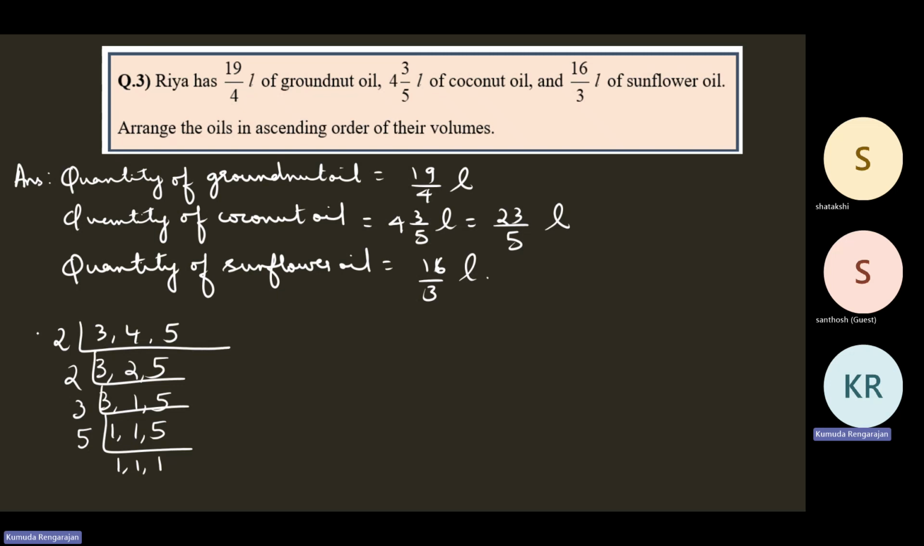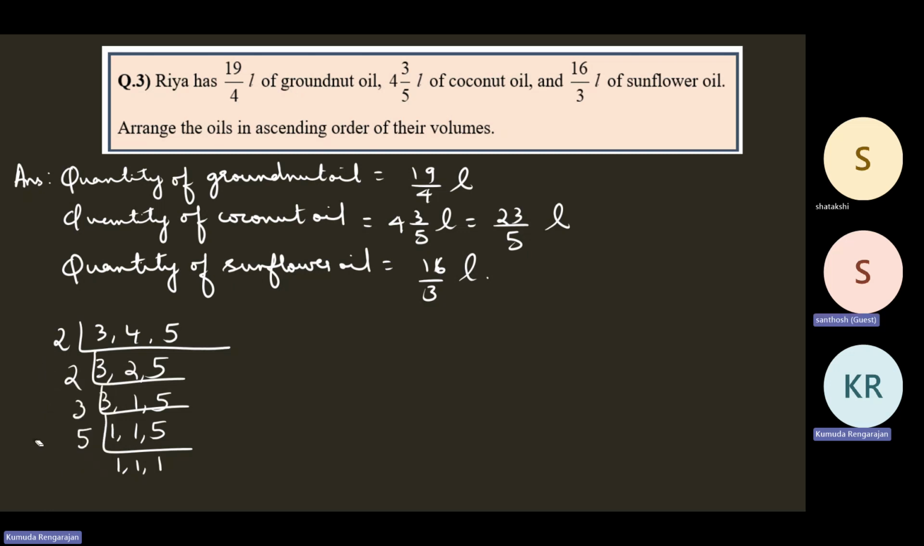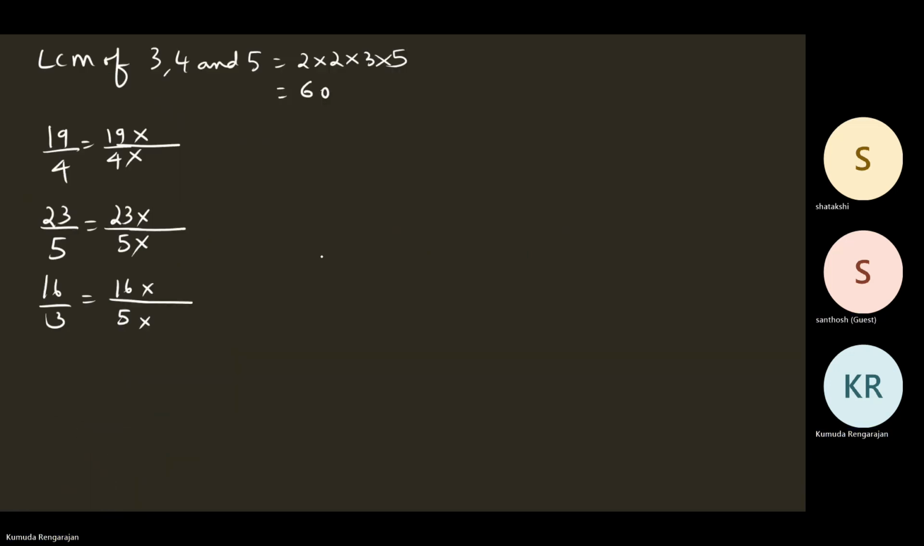In the first fraction, the denominator is 4. 2 twos are 4. So we should multiply the numerator and denominator with the product of the remaining numbers. 5 threes are 15. See, the denominator is 4, that means 2 twos are 4, so leave this. What is the product of the remaining numbers? 15. So you should multiply the numerator and denominator with 15.